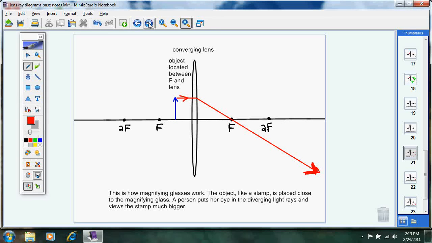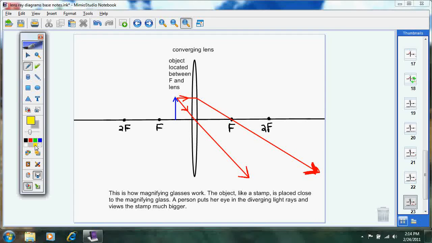The second light ray we draw leaves the head of the object and goes through the center of the lens. That light ray just keeps on going straight. Now notice those emerging light rays are diverging. They're not going to form a real image.